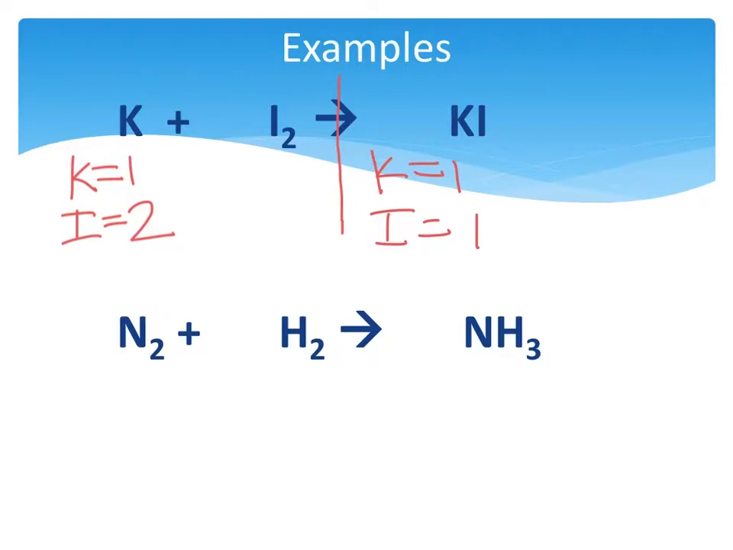Okay, so remember, the only thing we can change is the coefficients. So in order to do that, since I have 1 here and 2 here, I've got to increase this to 2. And the only way to do that is to put a 2 right here. So let's do that. And that throws everything off a little bit, right? Now we have 2 here, which is good, but we also have 2 potassiums, right?